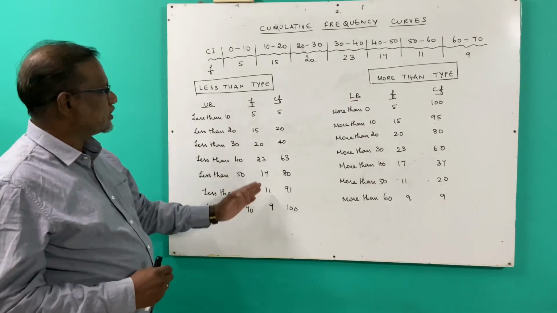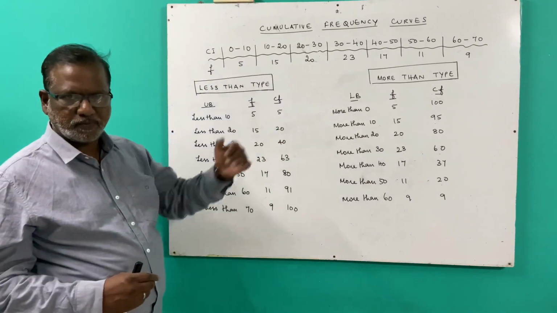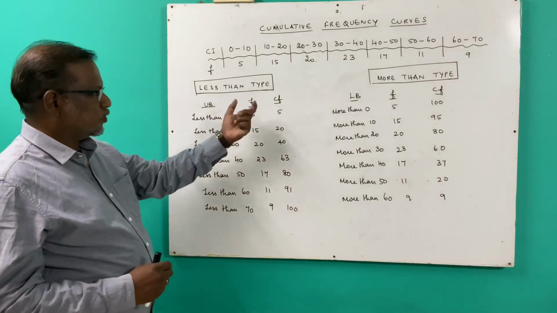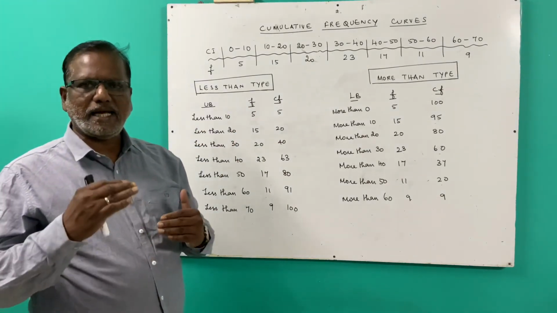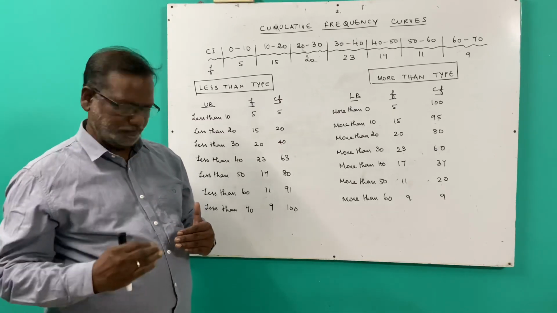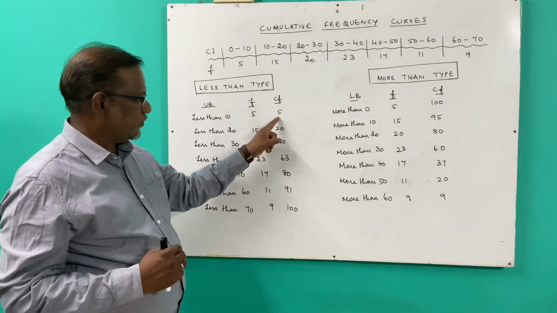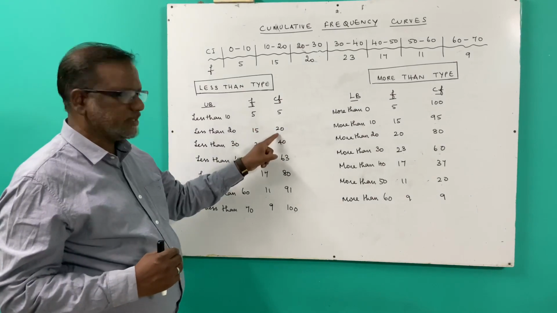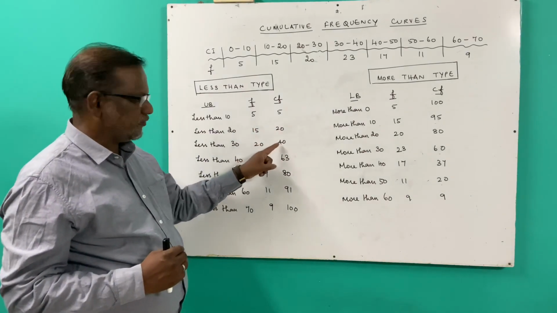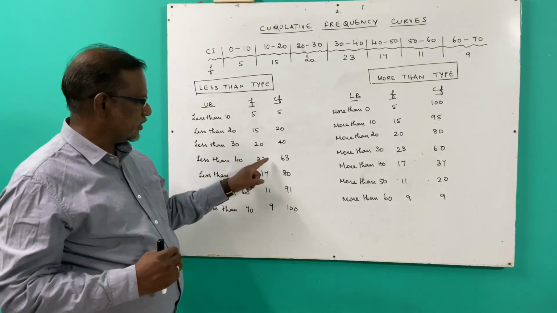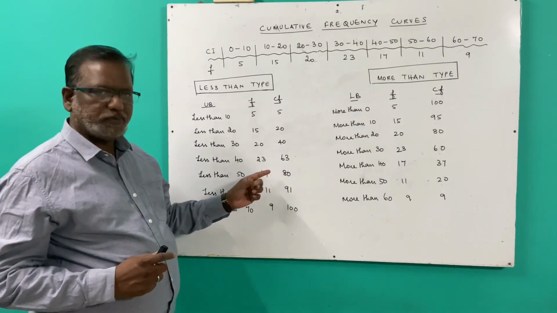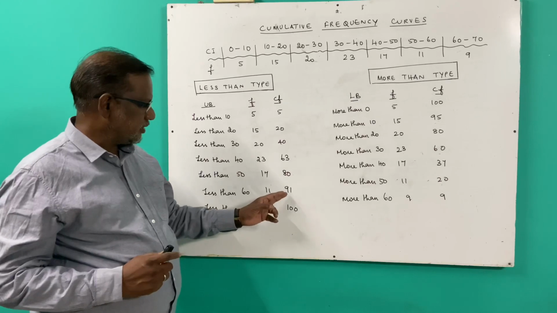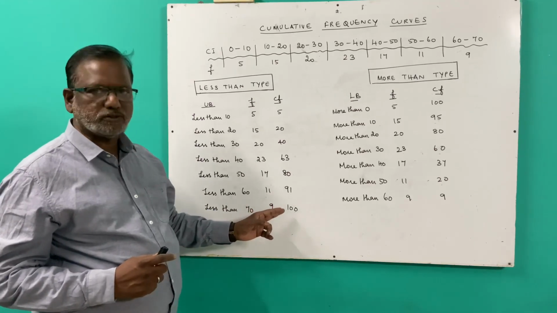Then we have the frequency which is given for us in the sum. Then the cumulative frequency for the less than type, we start adding from top to bottom. Namely 5 plus 15, 20; 20 plus 20, 40; 40 plus 23, 63; 63 plus 17, 80; 80 plus 11 is 91; and 91 plus 9 is going to be 100.